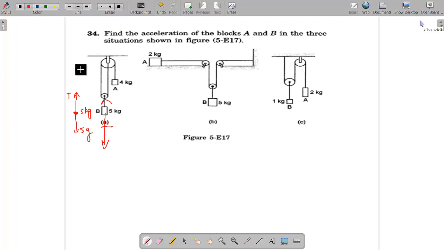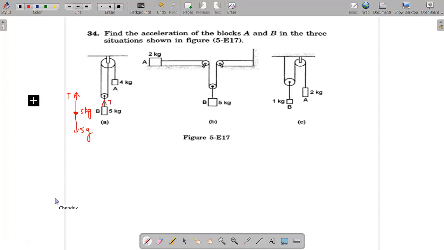Now there are two strings. This is the second string, right? And this one is a different string. The one holding the 5 kg block and the one holding the 4 kg block are two different strings. So there will be different tensions in them. Both strings will be showing different tensions. So we assume that this is tension T, which is on this block.